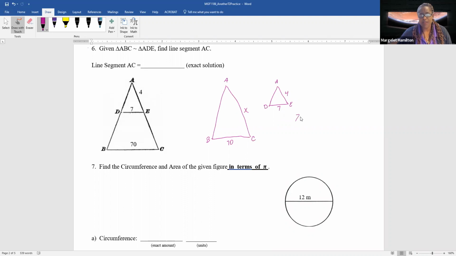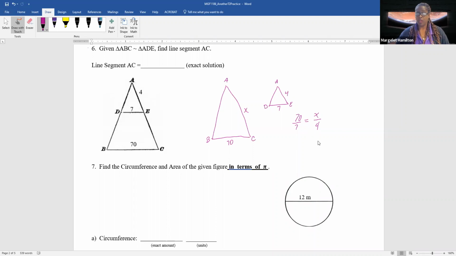So 70 over 7 equals x over 4. So remember, you're going in the same direction each time. So if you started here and with here, you have to equal starting back at the big triangle, going to the little triangle. You got to be consistent with that. Is everybody okay with this setup?